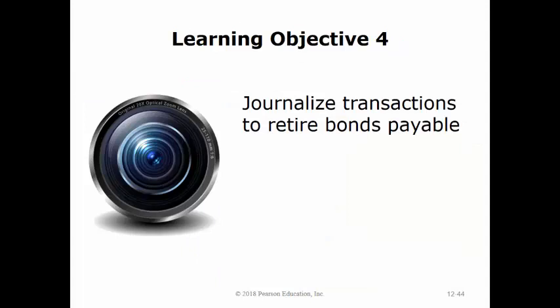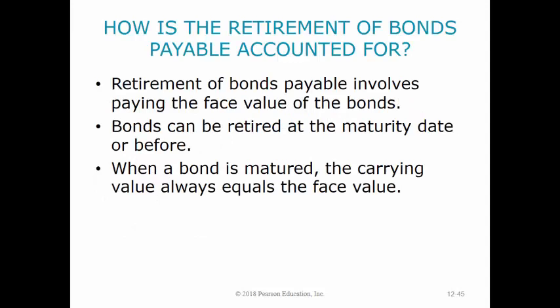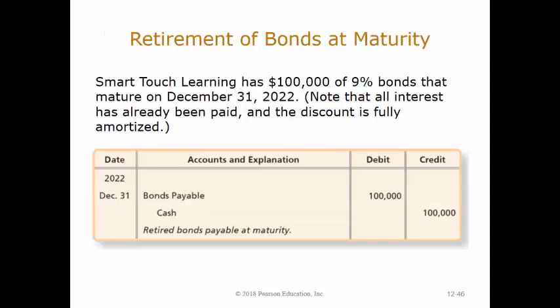In the fourth section, we will journalize transactions to retire bonds payable. Retirement of bonds payable involves paying the face value of the bonds. Bonds can be retired at the maturity date or before. When a bond is matured, the carrying value always equals the face value. In the case of Smart Touch Learning, with both the discount and premium examples, on December 31st, 2022, the carrying amount and the face value are $100,000. The entry to retire the bonds includes a debit to bonds payable of $100,000 and a credit to cash of $100,000.